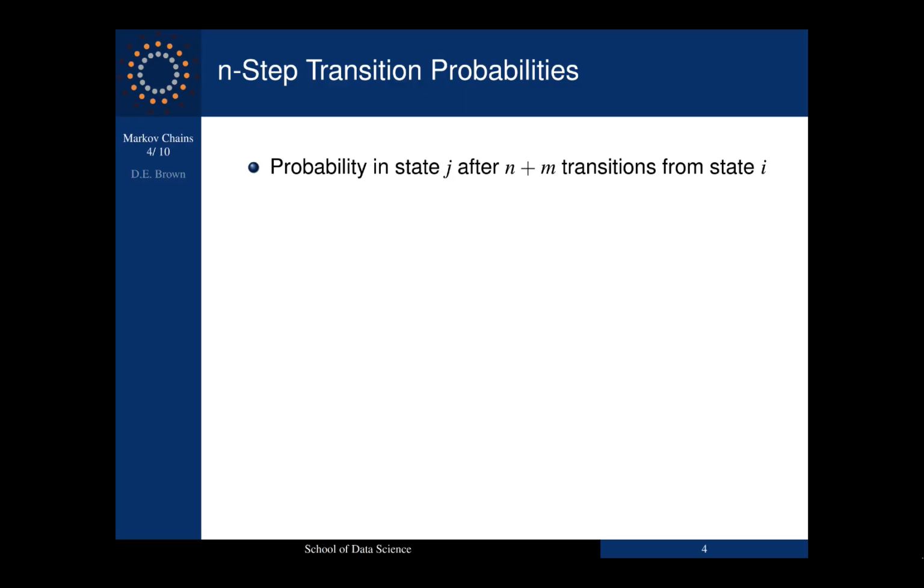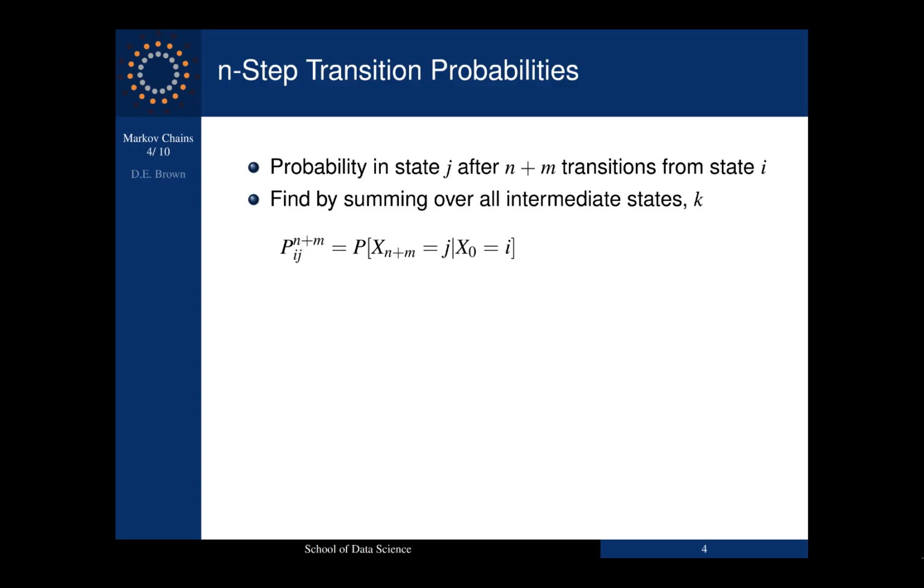So we can now, with the idea of a one-step, define an n-step transition probability in a very general way. Suppose that the probability of being in state j after n plus m transitions from state i is what we're after. We can find this by summing over all intermediate states. And you may not be surprised, but we're going to use the conditioning argument that we've used over and over again in order to get it.